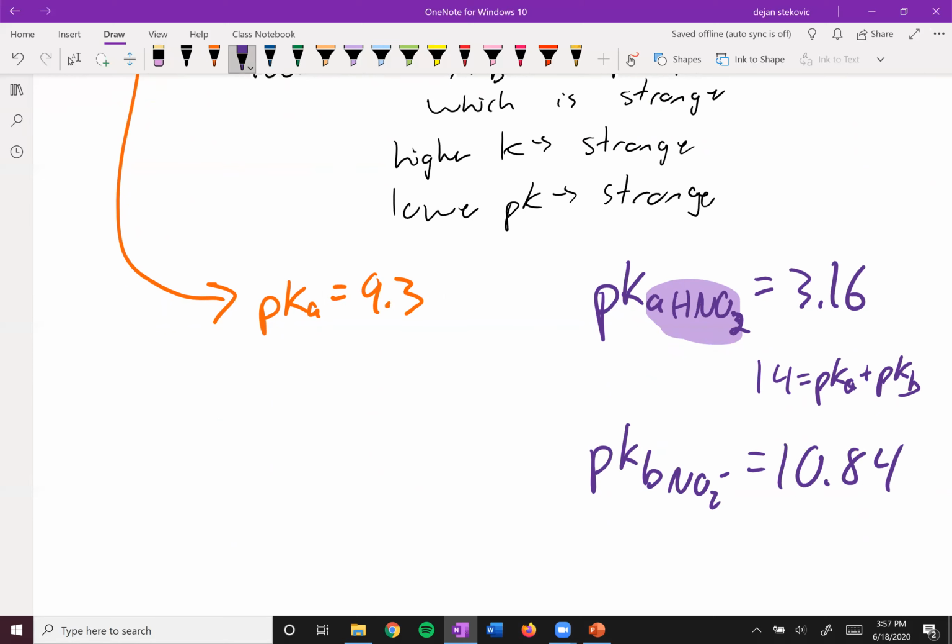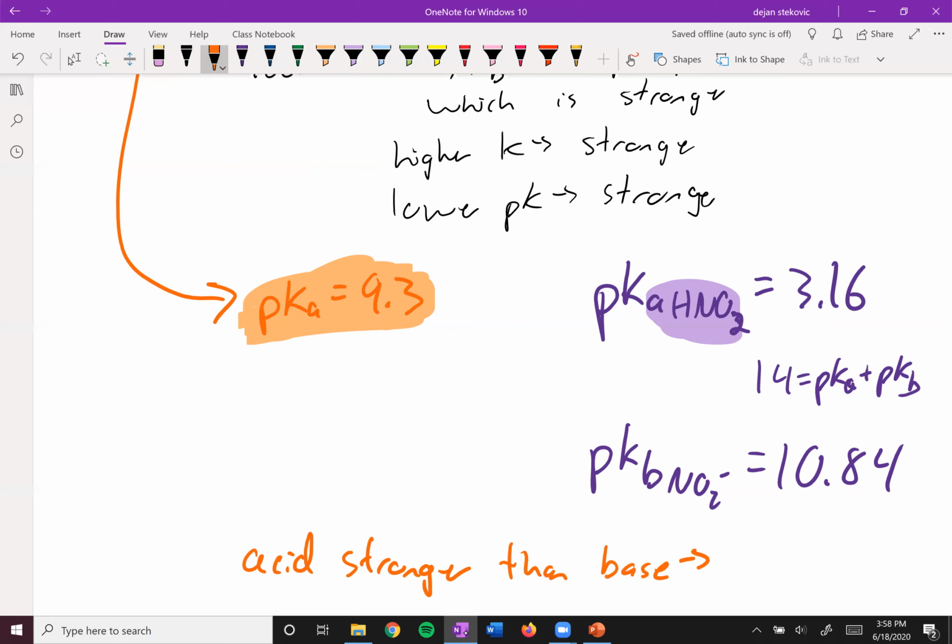We see that in this case, the pKa is smaller than the pKb. And remember, with the p's, the smaller number means stronger. So the acid is stronger than the base. And so we are overall acidic.